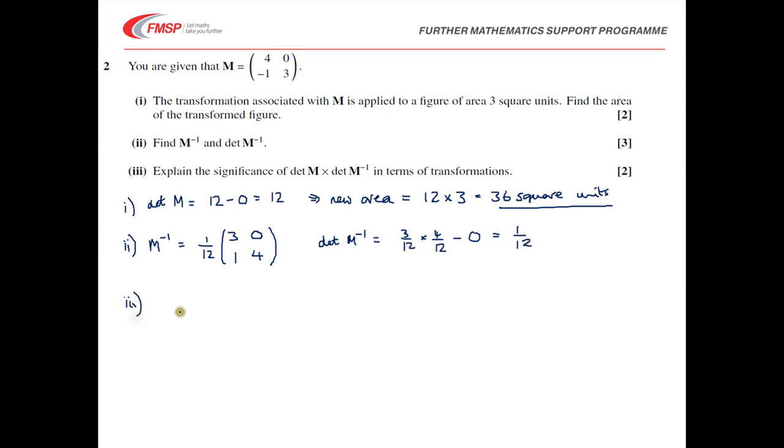For part 3, det M times det M inverse is 12 times 1/12, which is 1. And it says explain it in terms of transformations. So M inverse followed by M is the identity transformation.